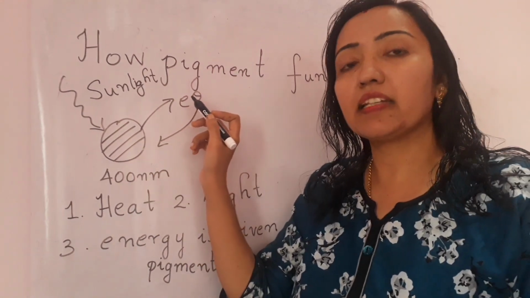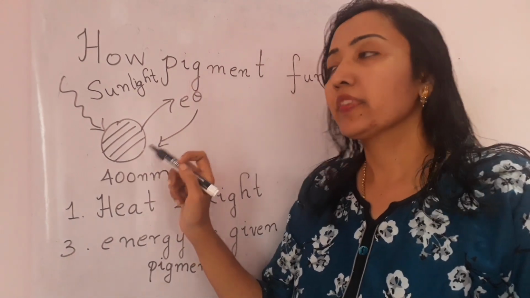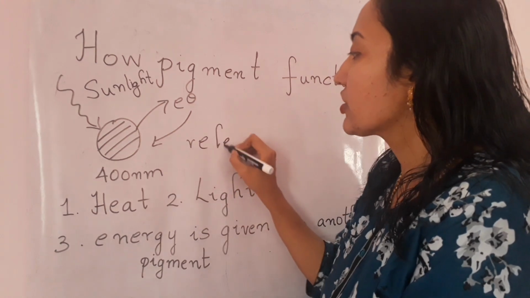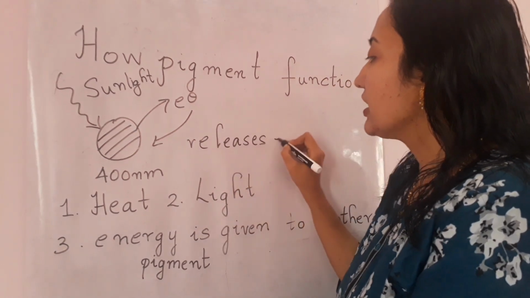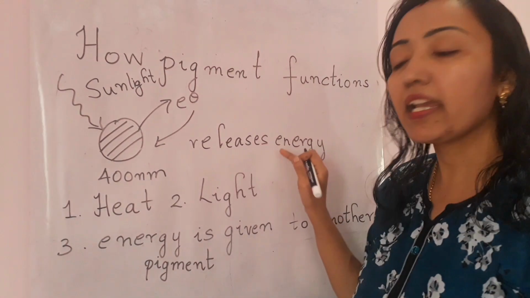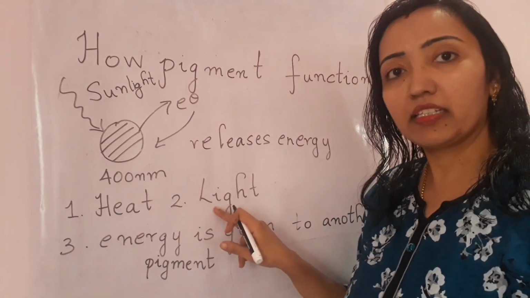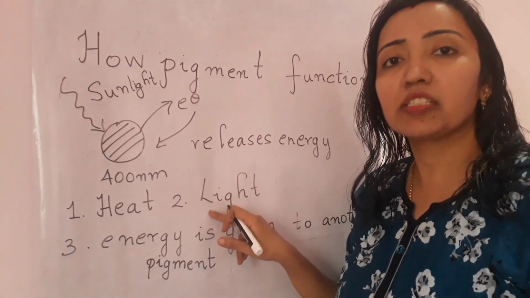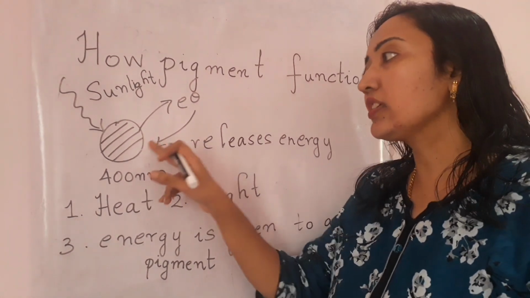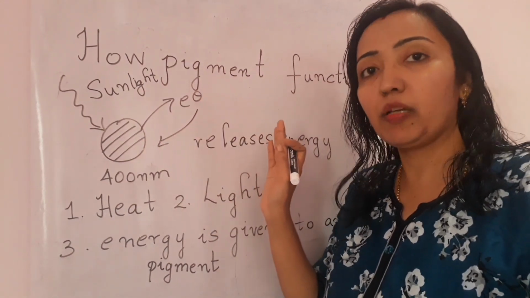Electron gets excited, and when this electron comes back, it releases energy. So when this electron comes back, it releases energy, and this energy can be used for many purposes. This energy can either go in the form of heat or light. These two things we need not study. Or this energy is given to another pigment. This electron is given to another pigment, and hence the energy is transferred to another pigment.